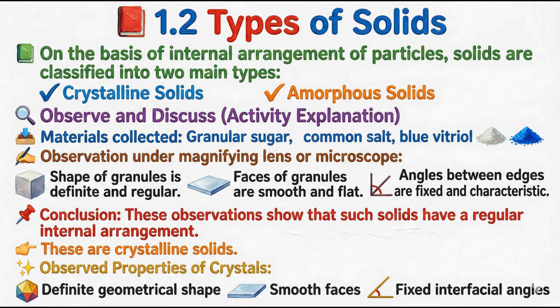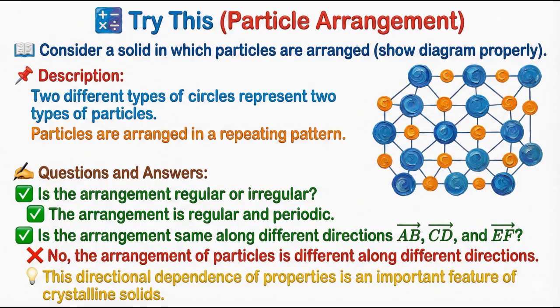The observed properties of crystals are as follows. They have a definite geometrical shape. They have smooth faces. They have fixed interfacial angles. Particle arrangement. Now imagine a solid in which particles are arranged in a definite pattern. In the diagram, two different types of circles represent two different types of particles. These particles are arranged in a repeating pattern.